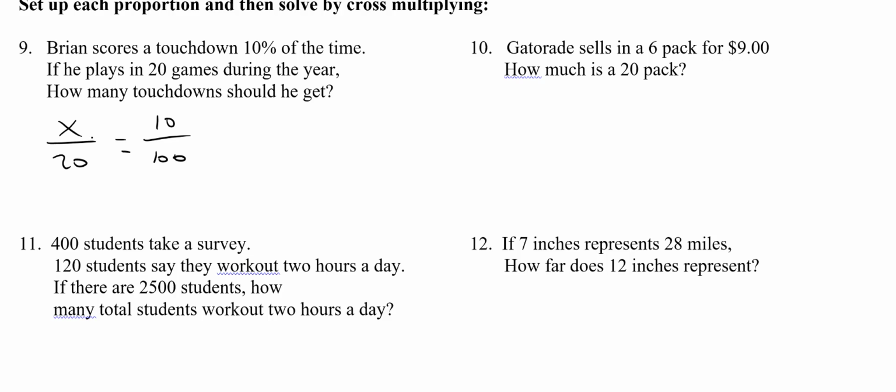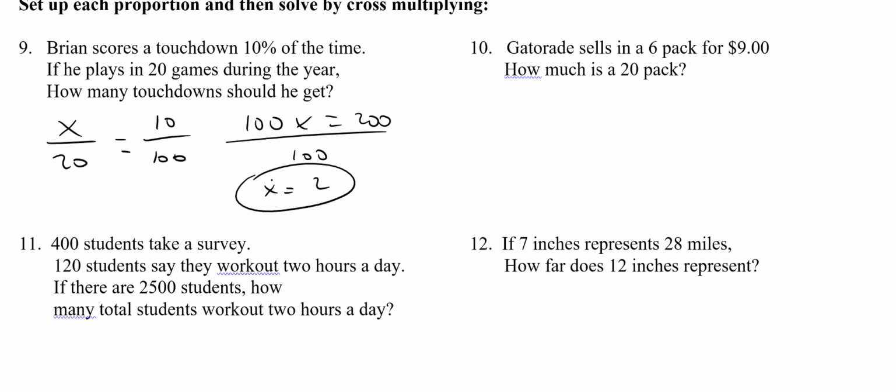Okay? And then you cross multiply, so 100x equals 200 and divided by 100. So x equals 2. So if he scores touchdowns 10% of the time and he plays 20 games, he's only scoring 2 touchdowns. So he needs to practice a little more and make more touchdowns.